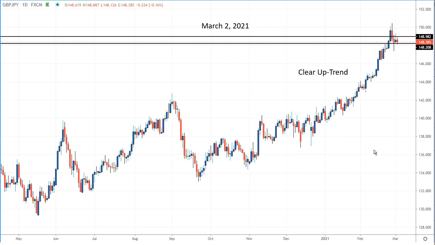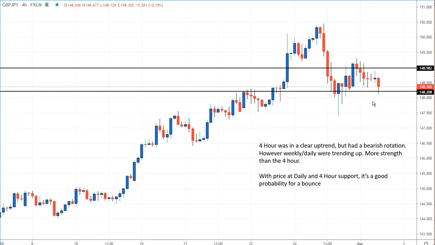Yesterday, as I'm recording this, there was a clear uptrend on the British pound Japanese yen pair. Here are some notes. The 4-hour was in a clear uptrend, but we had this bearish rotation. But the weekly chart and the daily chart are both trending up. There's more strength in that than the 4-hour chart. So with price at daily and 4-hour support, it makes it a good probability for a bounce.